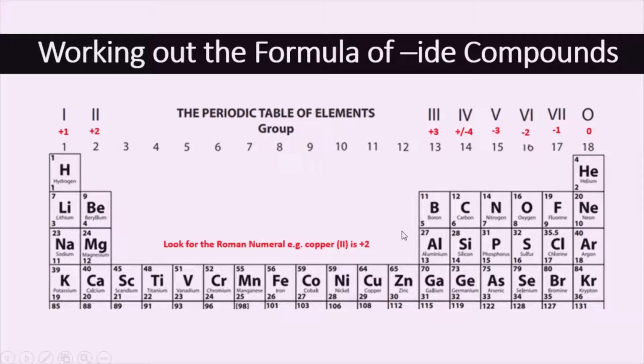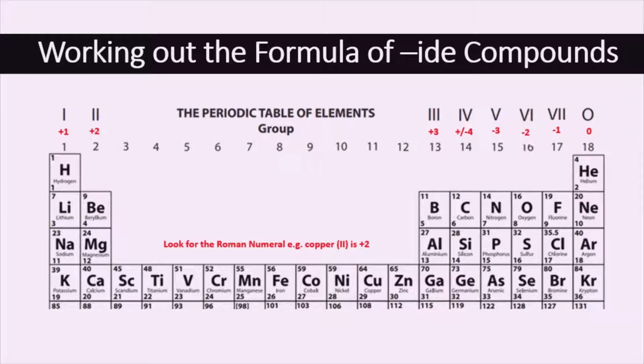In this video, we're going to talk about working out a formula for relatively simple compounds. You'll see there's a little section of the periodic table shown in the video here. If you look at the red numbers, the plus and minus numbers there are what we use in a quick way to try and get their formula.